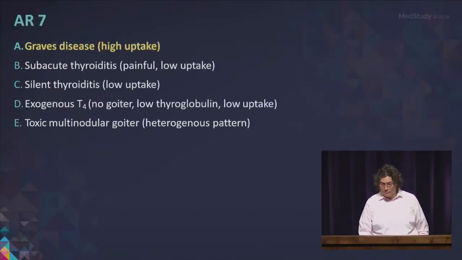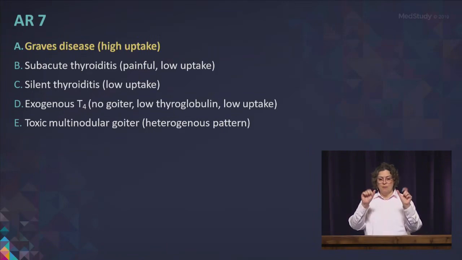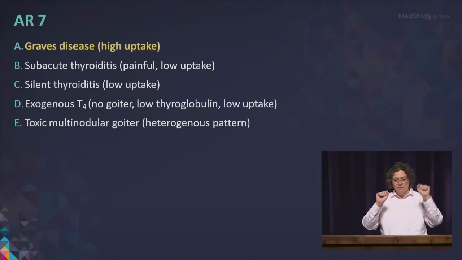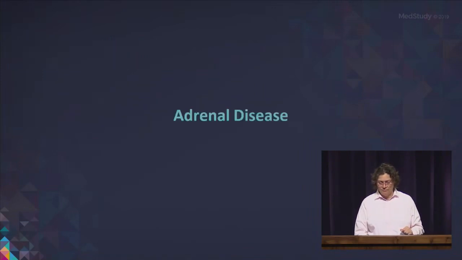Excellent, Graves' disease. So remember, with Graves' disease, you're going to have symmetric uptake and it's going to be high. So your picture is going to show it. In any thyroiditis, you're not going to see uptake. And in exogenous thyroid intake, you're not going to see uptake. In a toxic multinodular goiter, you're going to have patchy uptake, areas of high uptake and areas of low uptake.